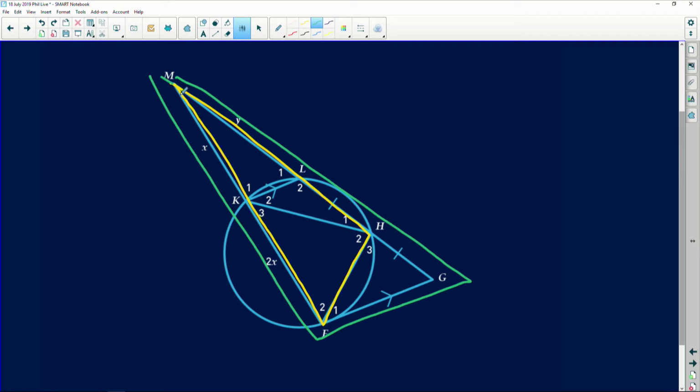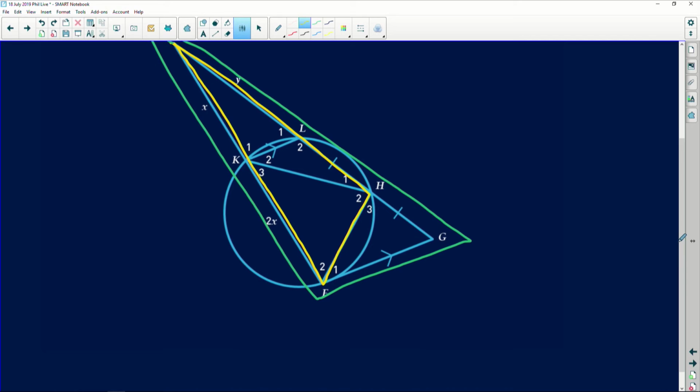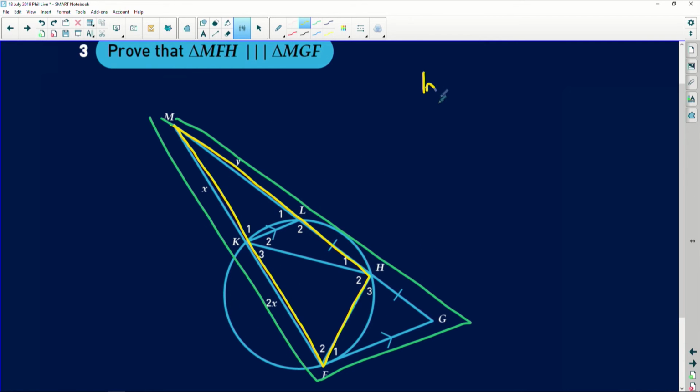Okay, so now we don't have enough information about their third sides to use sides in proportion. So we're going to have to prove equiangularity, or just that all three of their corresponding angles are equal. So let's take a look at this. We have in triangle MFH and triangle MGF. Always lay out your similarity arguments like this, guys. It makes it so much easier for your examiner.